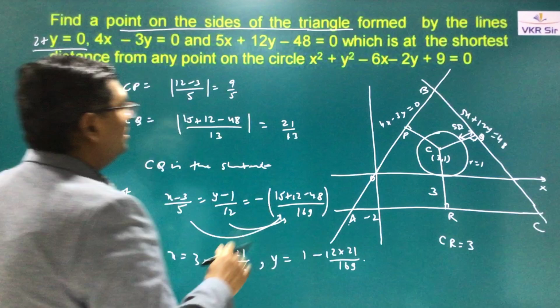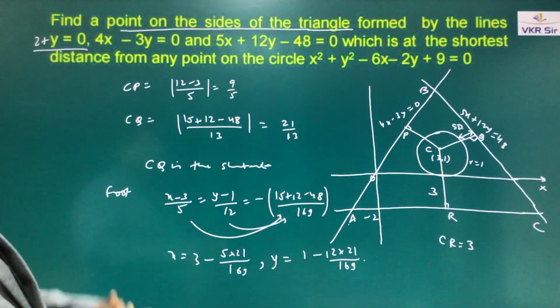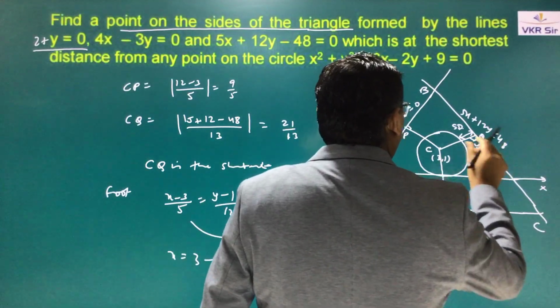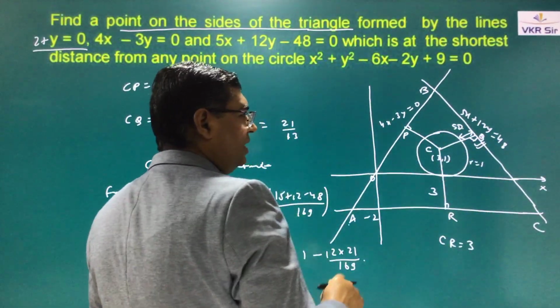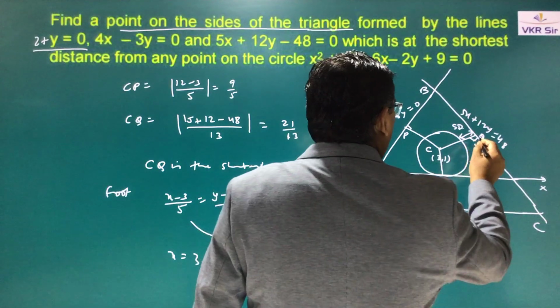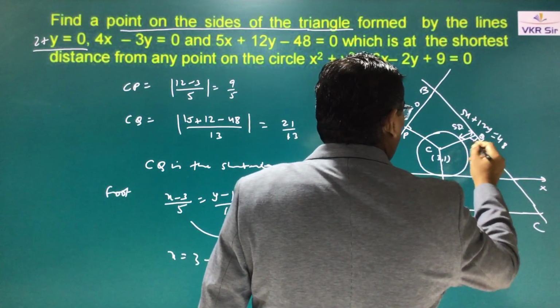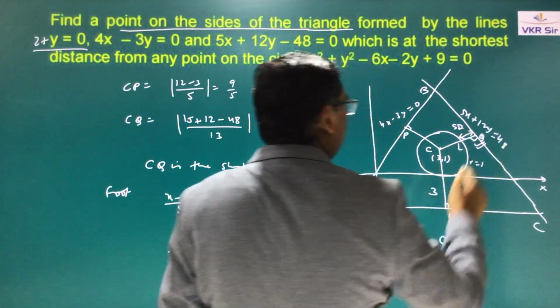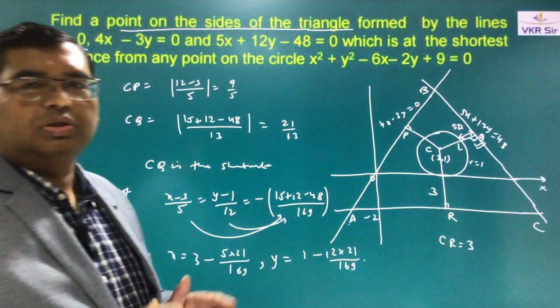Alright. So this is the point that we have found on the side of the triangle, which is Q here, which is at the shortest distance from the circle. And this point is maintaining a shorter distance from this position. This point, let's say we can call this point L. From L it is maintaining a shorter distance. LQ is the shortest distance. Okay.